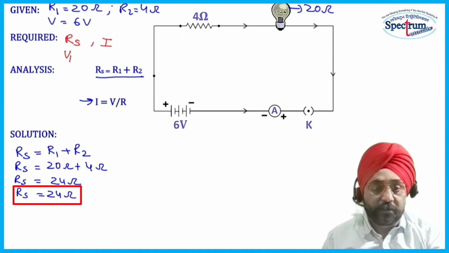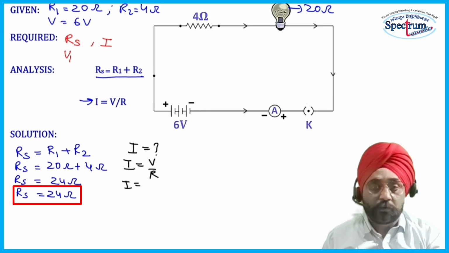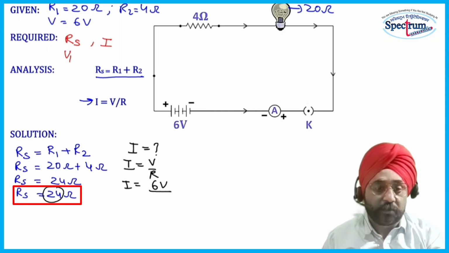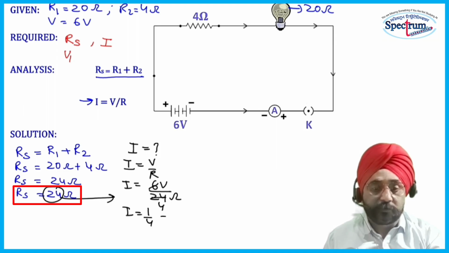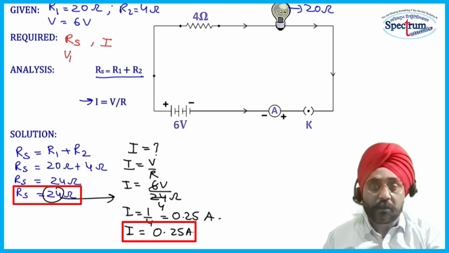Second, we find the current through the circuit. The formula for current from Ohm's law is I = V/R. Total potential is 6 volt. Total resistance, the equivalent resistance we just found, is 24 ohm. 6/24 is equal to 1/4, which is 0.25 amperes. So the total current in the circuit is 0.25 amperes.